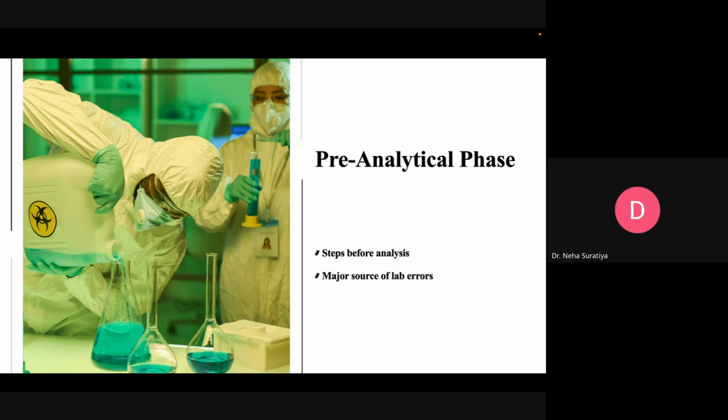So interestingly, let me tell you guys, studies show that most laboratory errors occur in this particular phase. It is a major source of lab errors, not inside the machines, right? So this means many errors are preventable with proper awareness of this pre-analytical phase. Okay, so you must be aware of this.